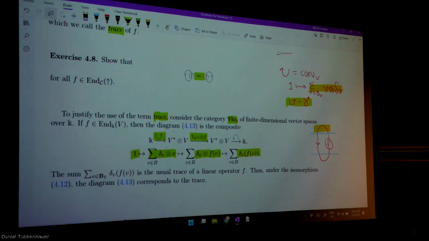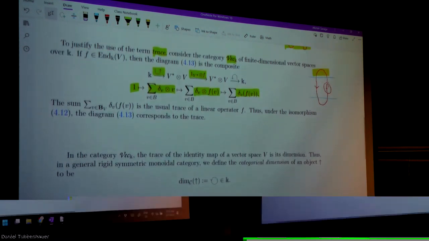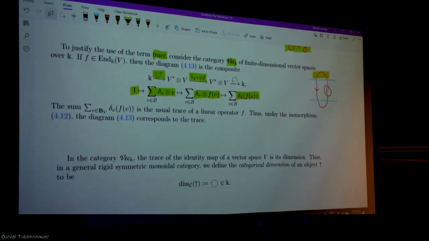Any questions on that? Okay. What's the one special example of the trace?